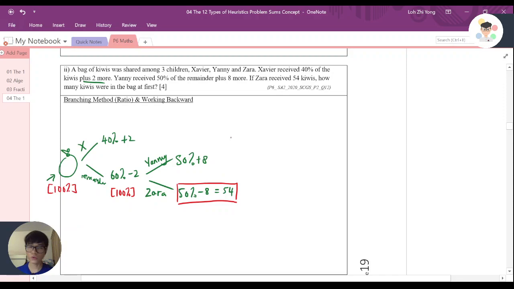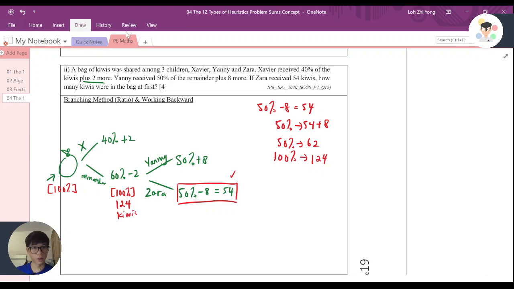Okay, so now let's start with this one. So I know that 50% minus 8 is equal to 54. So I know that 50% of it will be 54 plus 8. So 50% of it will be 62. And if I want to find 100% of it, I just need to times 2, then it will be 124. So I know that here the remainder actually has 124 kiwis.